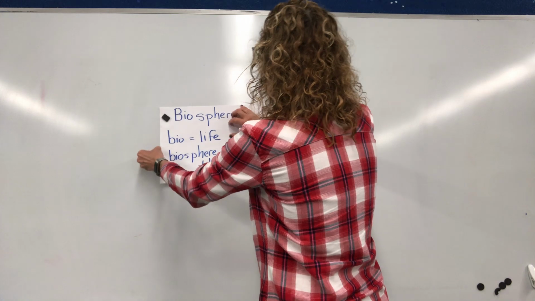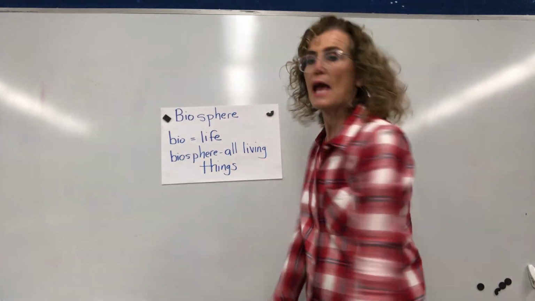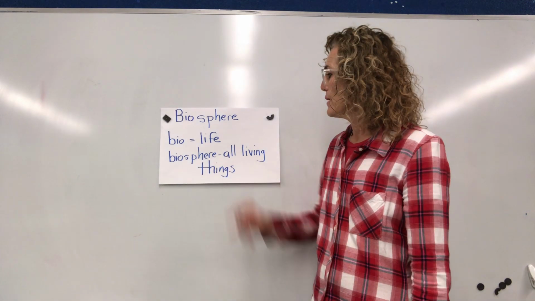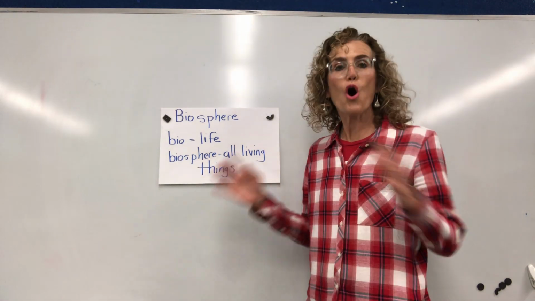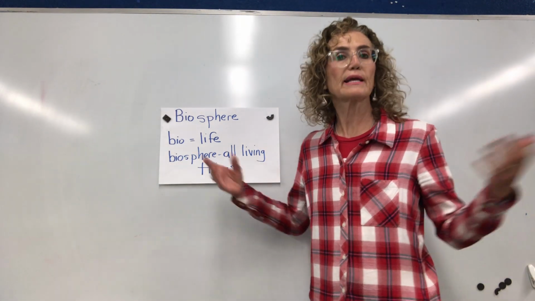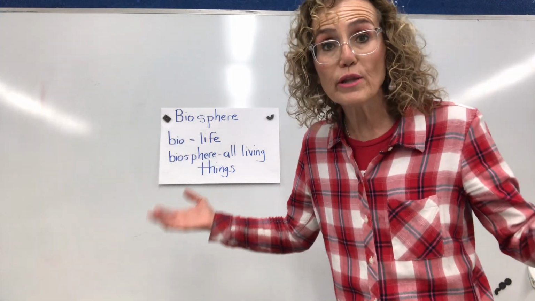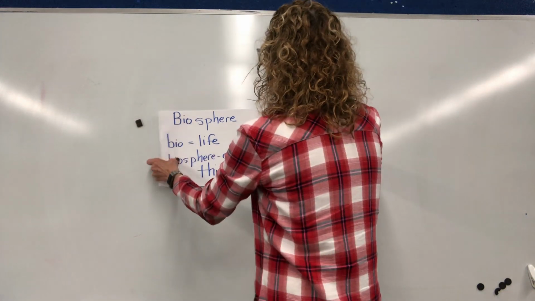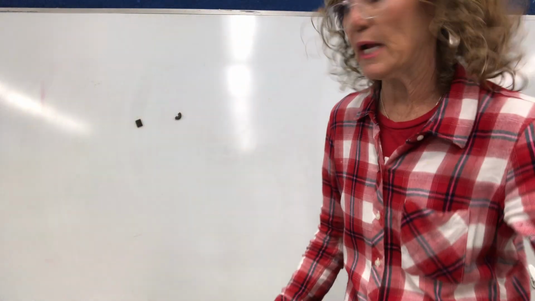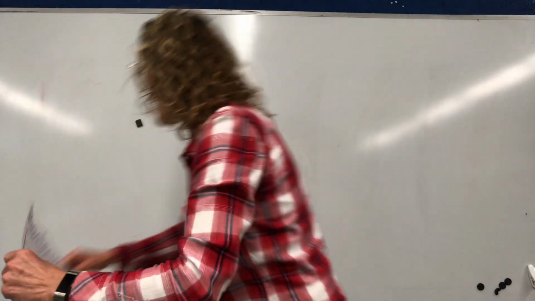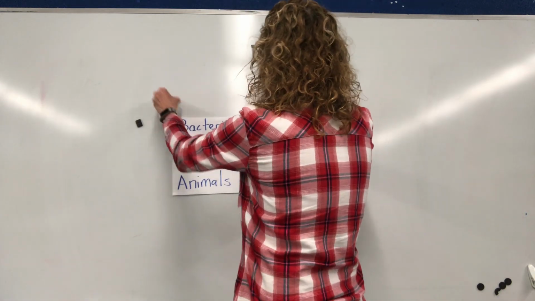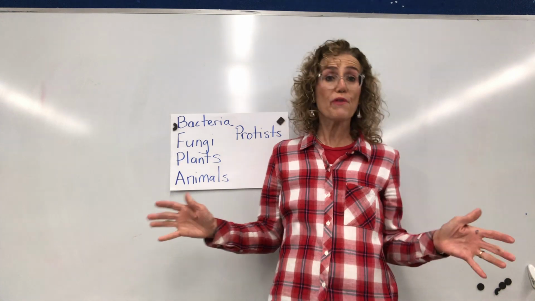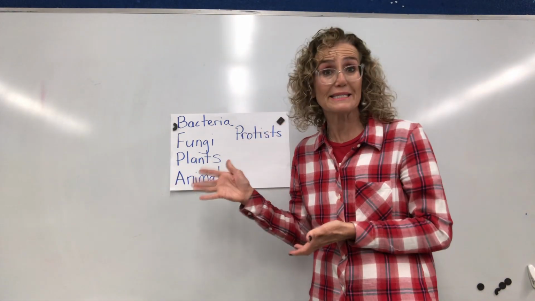Okay, so we're going to talk about the biosphere. And biosphere, bio means life. And so the biosphere is all parts of the Earth that have living things. All living things on Earth are part of the biosphere, okay? So, wow, there's a lot of things on Earth that are living. And a lot of times people think just of plants and animals. But there are so many more things that are living than just plants and animals.